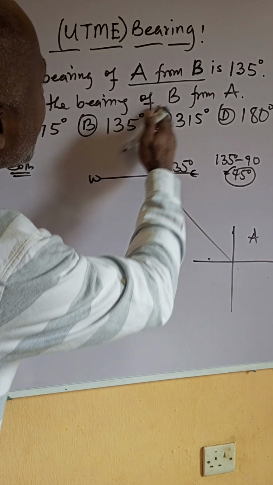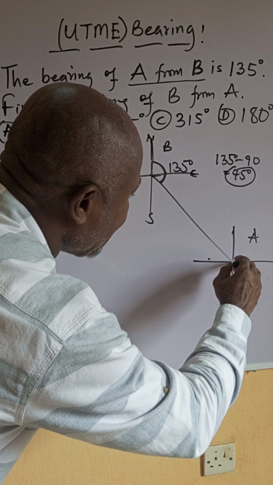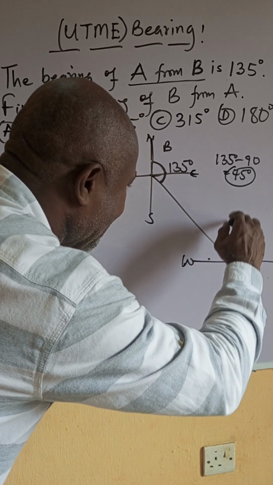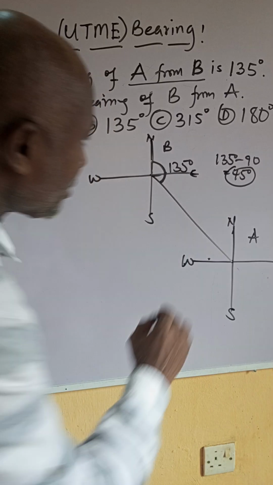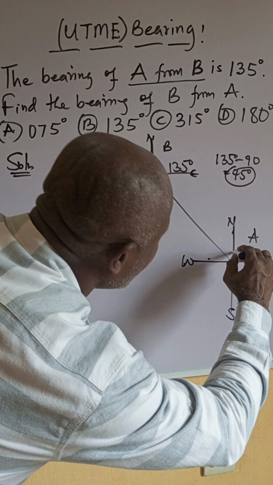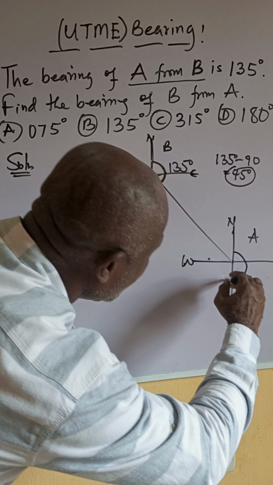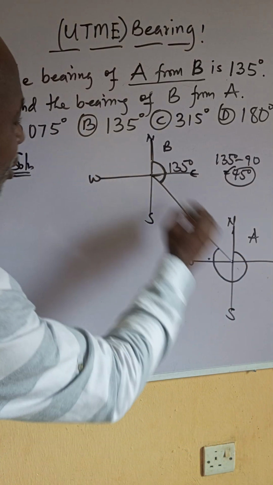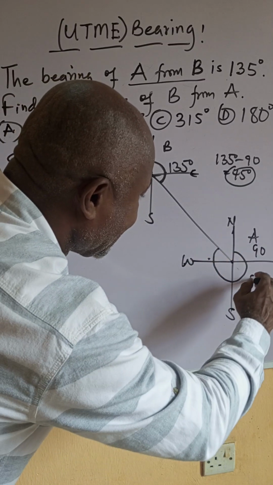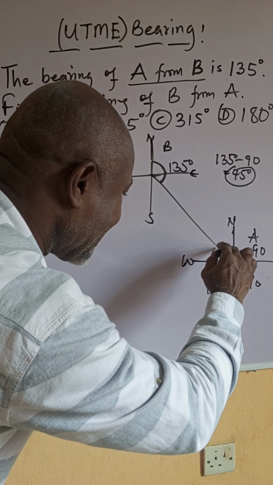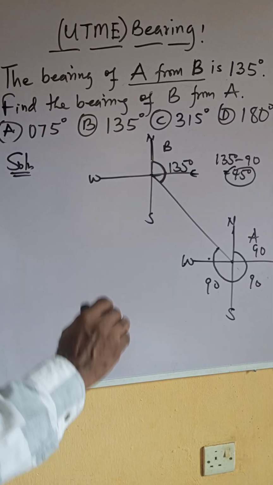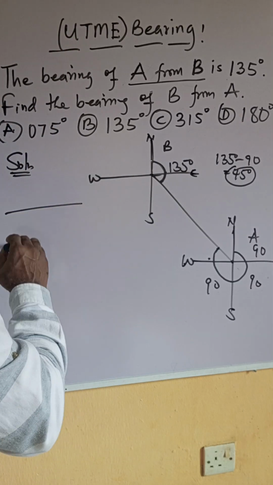So now the bearing of B from A. Remember, here is A, here is E for east, W for west, N for north, and S for south. So now let's determine the bearing of B from A. From here to here, and then it terminates on this straight line. Now, here is 90, here is 90, and here is 90, and then there is this encroachment into the last quadrant, that is 360.